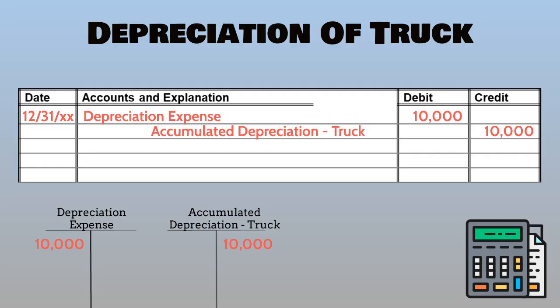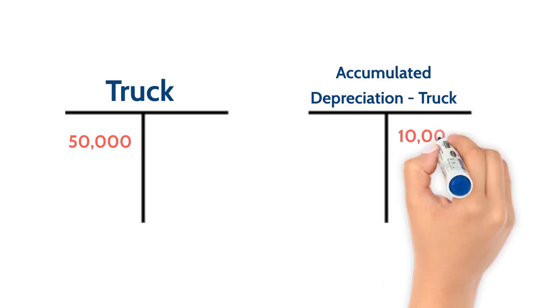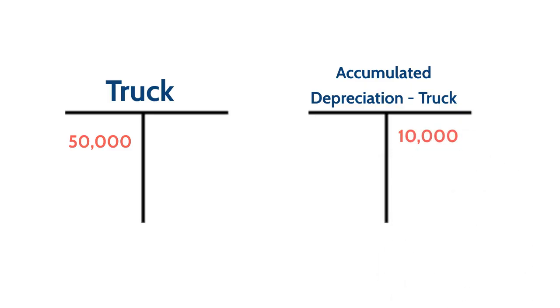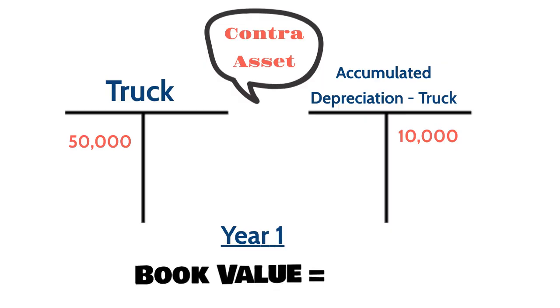Let's take a closer look at the accumulated depreciation piece. Here we have the T accounts for truck and for accumulated depreciation truck. Accumulated depreciation truck is a contra asset account. It means it carries the opposite balance, a credit balance, and the two accounts are presented together as a net number. So if the truck is worth $50,000 and the entry we just made had a credit to accumulated depreciation of $10,000, the net book value of the truck in our records is $40,000 at the end of year one.